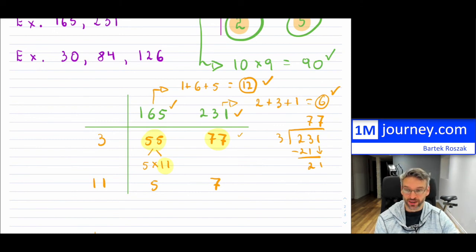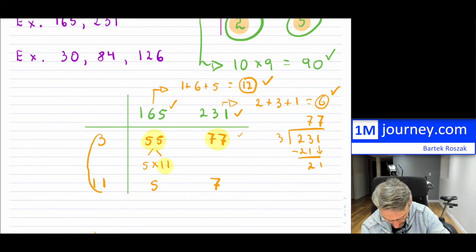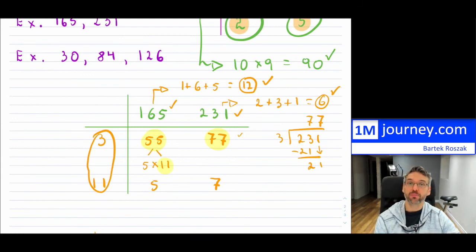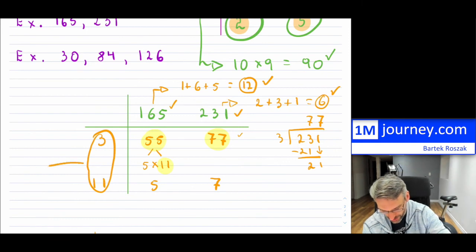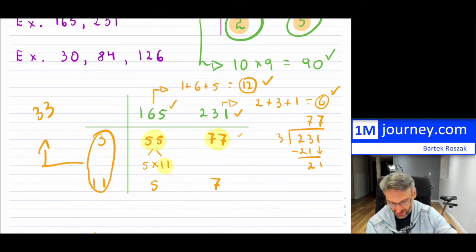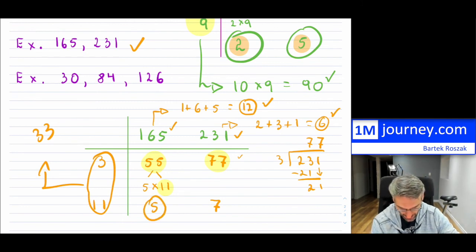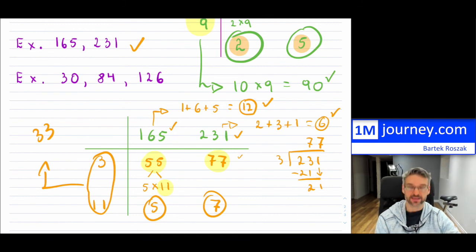So to find your greatest common factor, what you do is you take these two numbers, the 3 and the 11, and you multiply them. And that gives you your greatest common factor, which is going to be 33. And you can check it back in: divide 165 by 33, and then take 231 and divide it by 33. And you'll notice that they do go in, and the result is going to give you 5 and it's going to give you a 7. So that's that example.